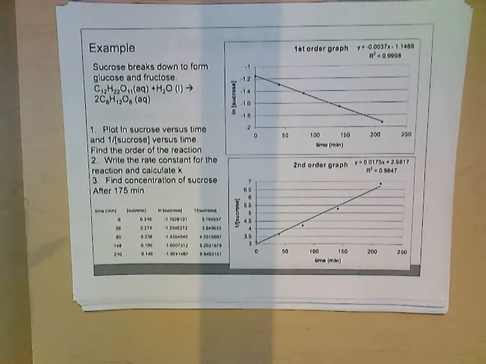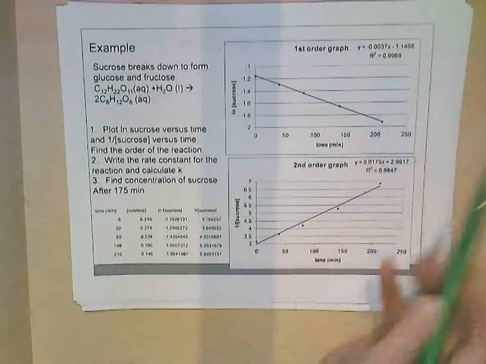R squared, right? When you did that spreadsheet lab forever ago. R squared tells you how good the fit is of the line. And what's the perfect R squared? 1. So we want the graph that has an R squared closer to 1. And you can't really read that for whatever reason. This is 0.9998 and this is 0.9847.